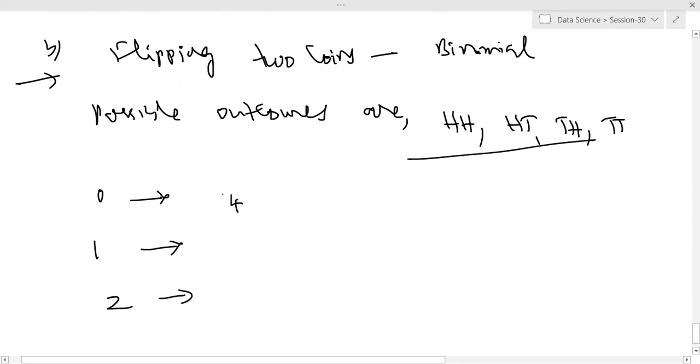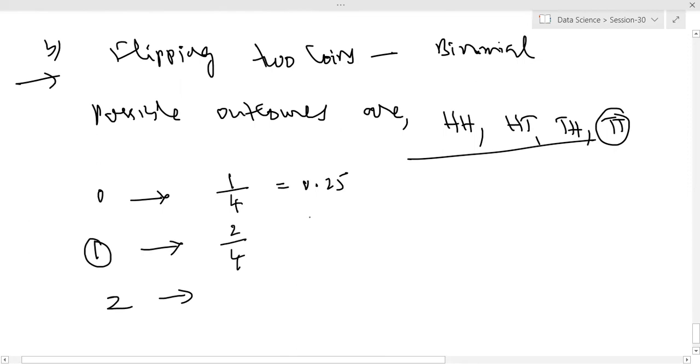Total is 4. How many heads are we getting? Zero heads? One possibility, one by 4. What is the value here? 0.25.